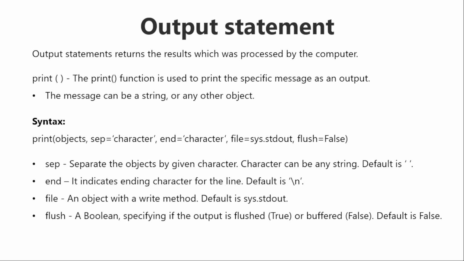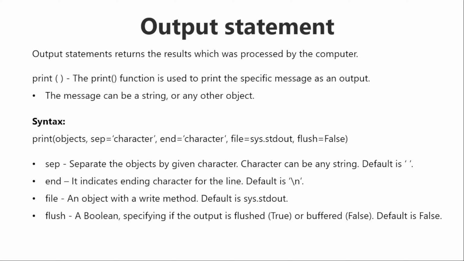The output statement returns the results which are processed by the computer. Whatever inputs you give, the computer will access them and do some manipulations. Later it will process the result and return it to the user. The function used for the output statement is the print function. The print function is used to print a specific message as an output. The message can be a string or any other object.